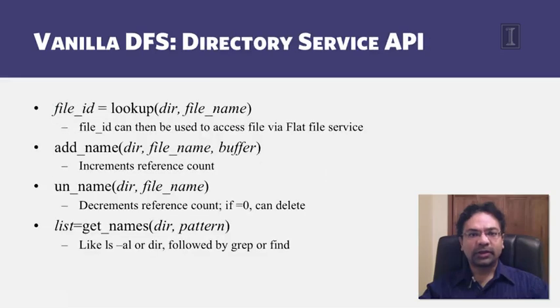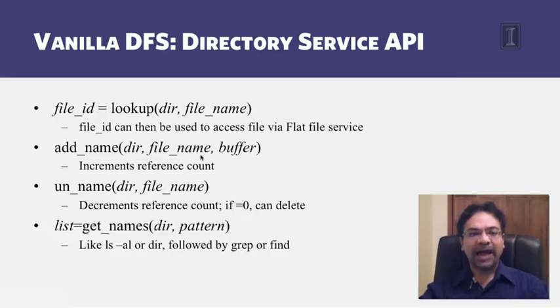What about a directory service? A directory service allows you to obtain a file ID for a given file in a given directory using the file name. This directory would be the slash-delimited hierarchical name of that directory within which that file is located. Then after you locate this file ID, you can then use this file ID in the flat file service that we already discussed to then execute operations on the file.